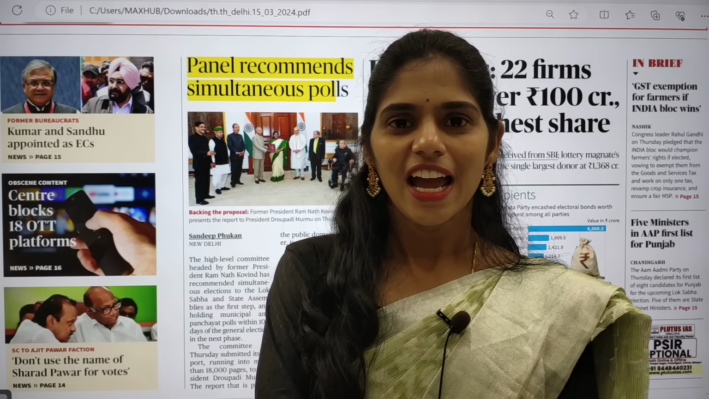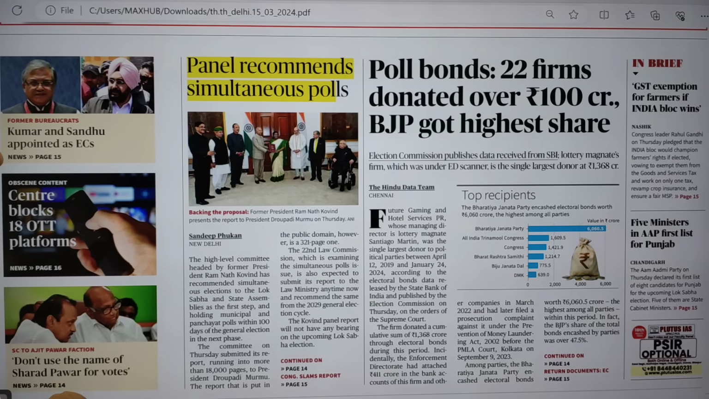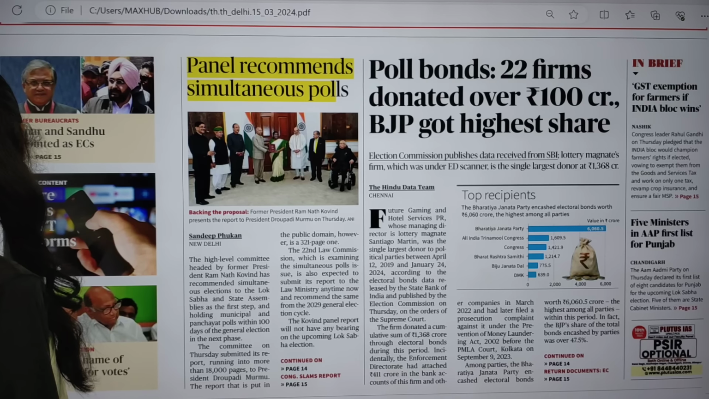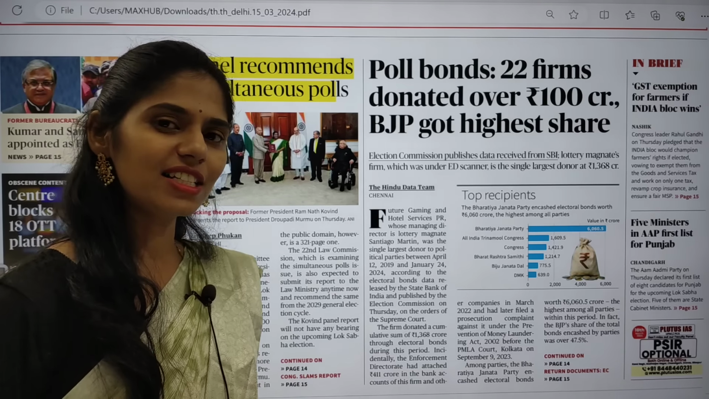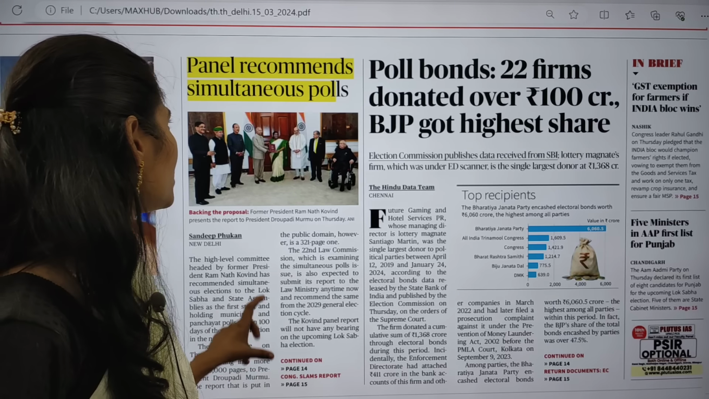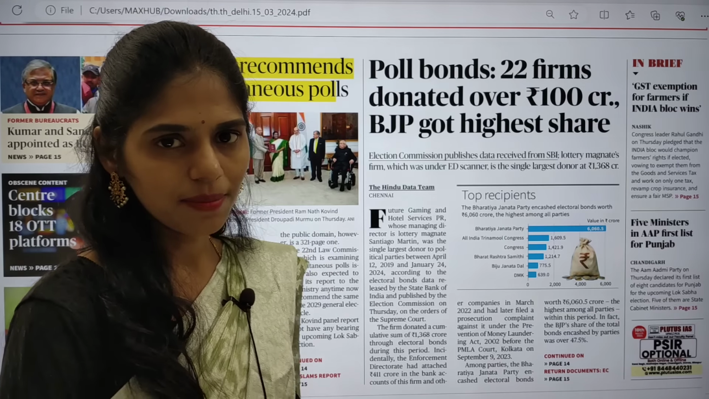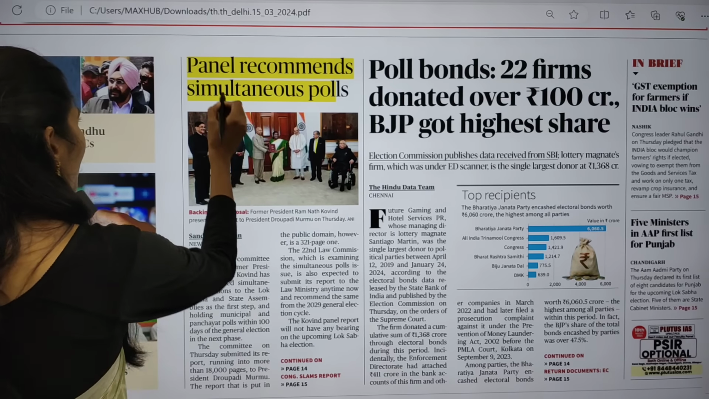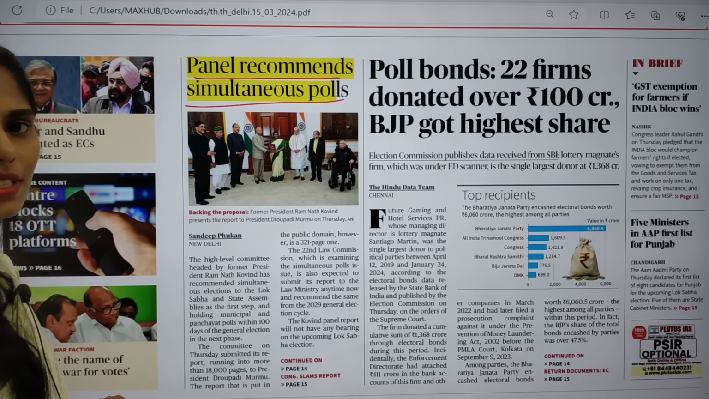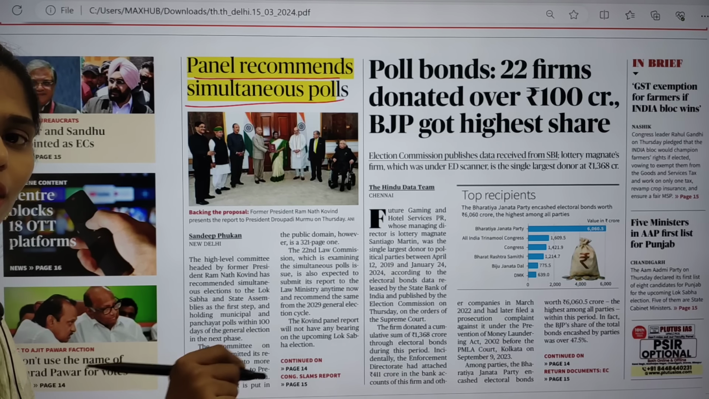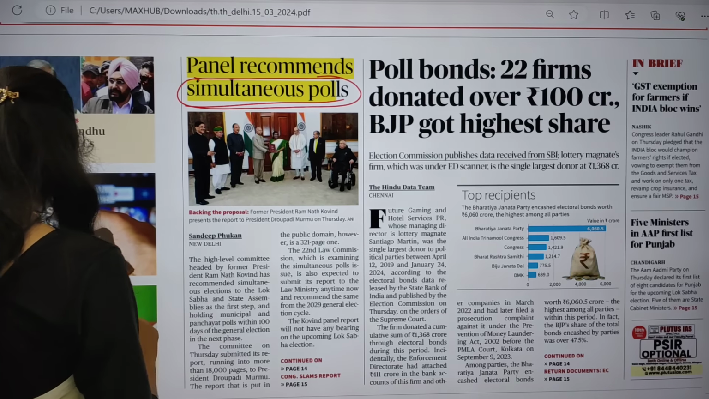Now let us see the front page of The Hindu. Here we can see the first important article. In yesterday's class itself, I said that this committee is going to give the recommendations regarding simultaneous elections, right? So the title says: panel recommends simultaneous polls, or simultaneous election. The keyword you have to focus on here is simultaneous election.